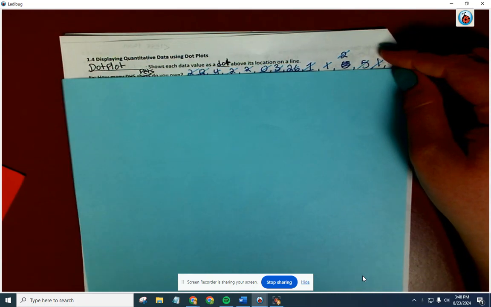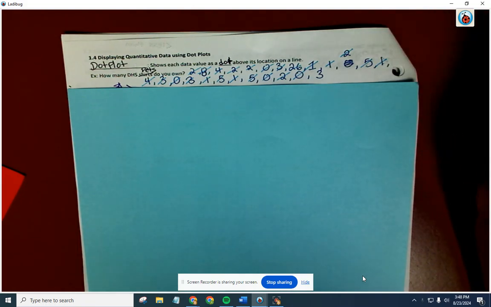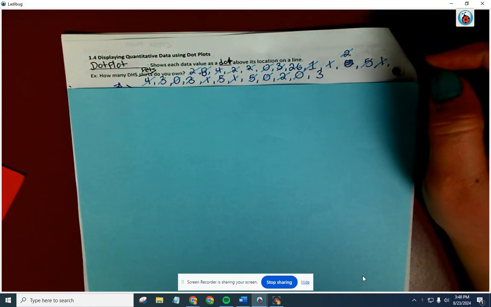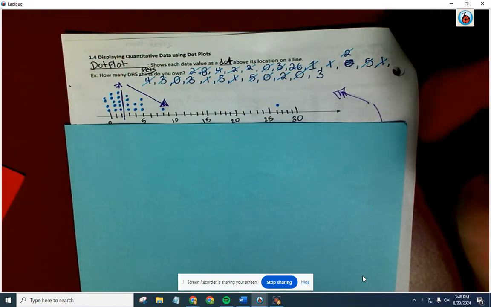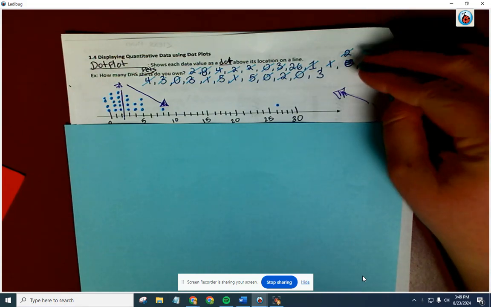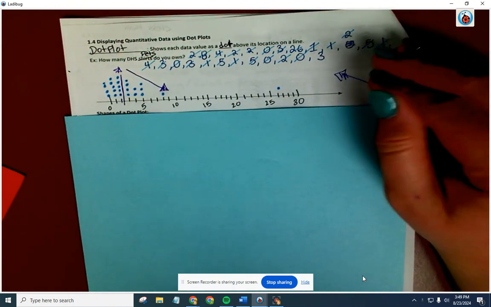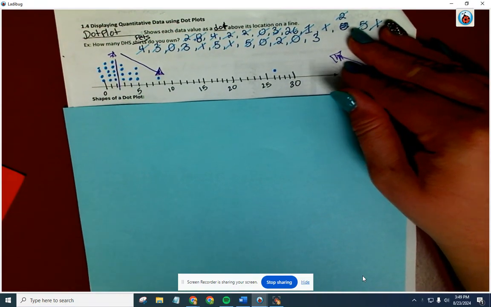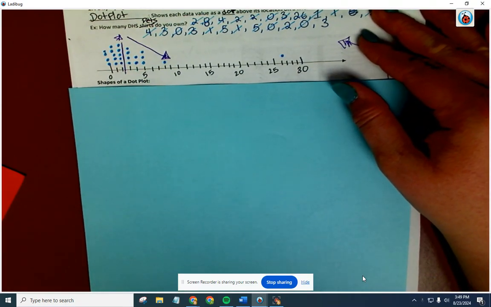In this class period, I asked all of my students, how many pets do you own? We had numbers ranging all the way from 0 to 26. With that information, we created a dot plot. We plotted all of the numbers, all of the dots on our dot plot, on our number line. There we go. When you are describing a dot plot, there are three different types of shapes.